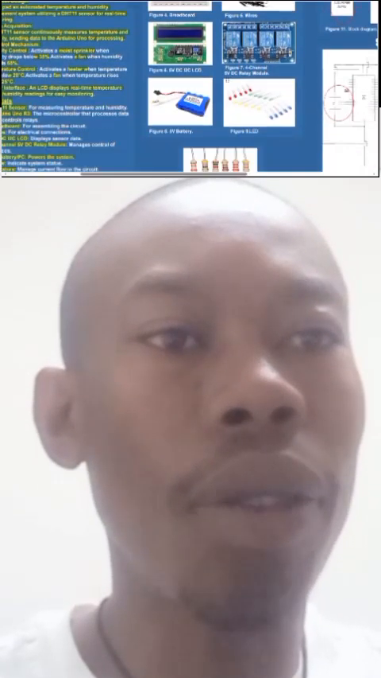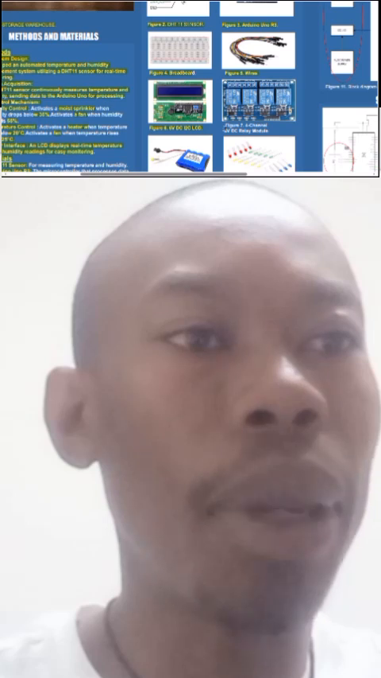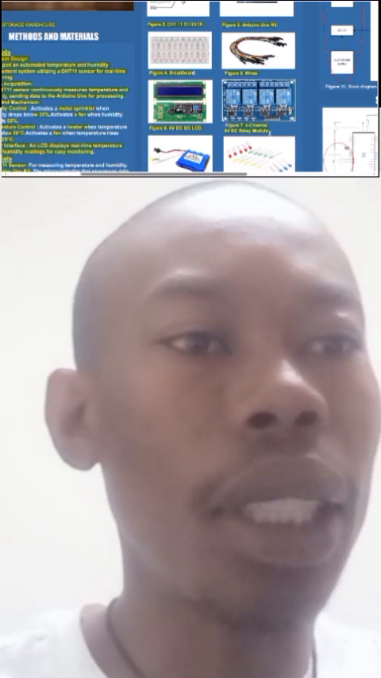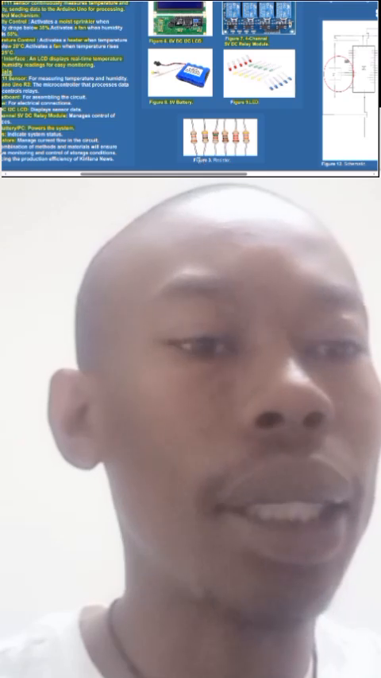Now you can see here are all the pictures of how these materials look in real life. We have our DHT sensor, our Arduino Uno, our breadboard, our wires, our LCD display, our 4-channel relay module, our battery, our LEDs, and our resistors.